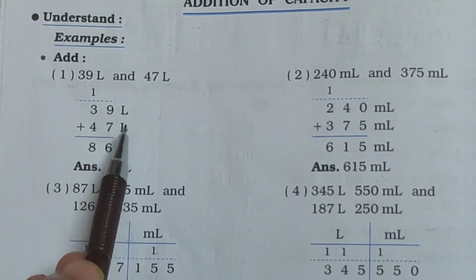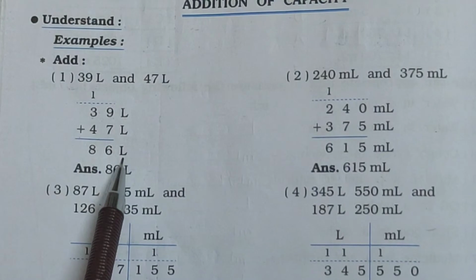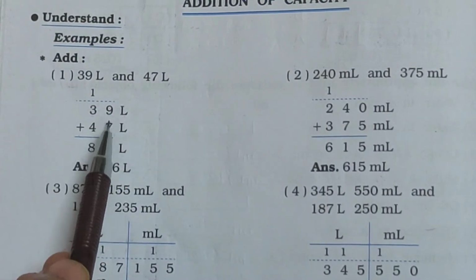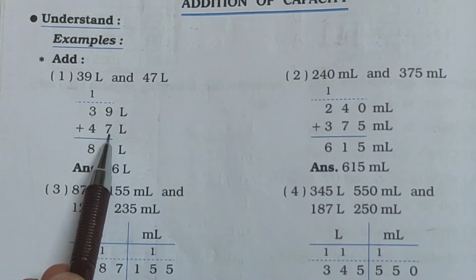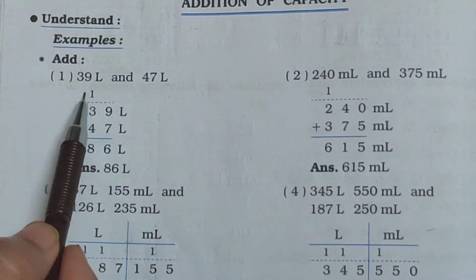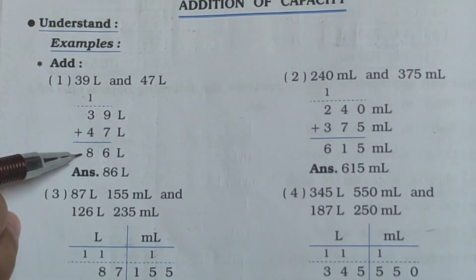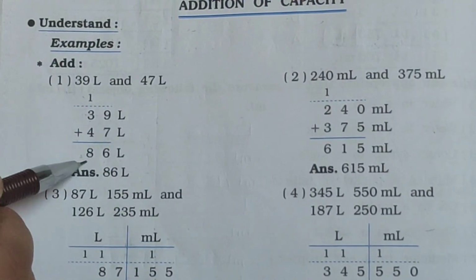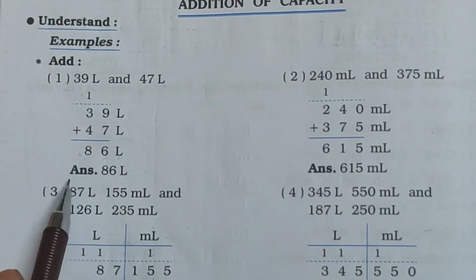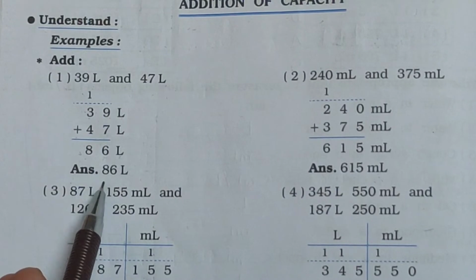Now see, liter is there, so here you have to write down the liter. Now see, 9 plus 7, 16, 6 here, carry 1, 1 plus 3, 4, and 4 plus 4, 8. So your answer is 86 liters. So here you have to write down the answer 86 liter.